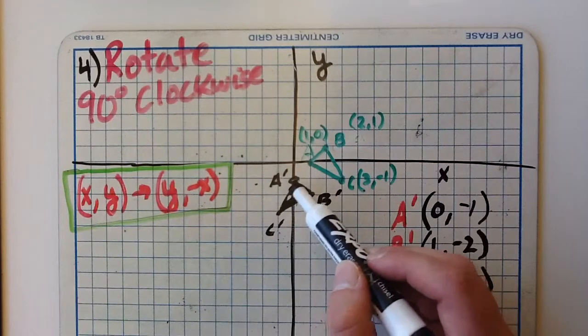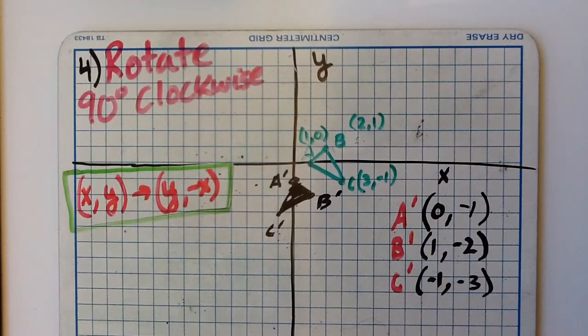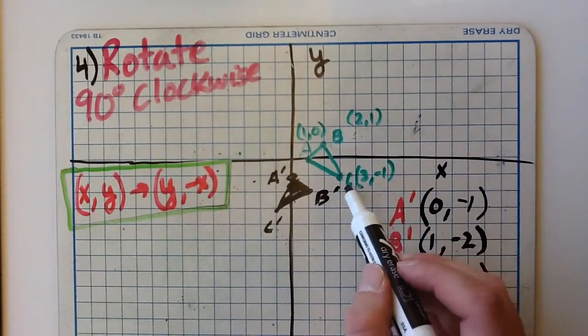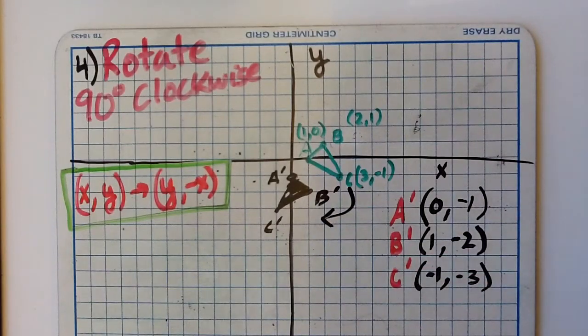Connect the dots, shade in the figure. That is A prime, B prime, C prime. That is the figure rotated 90 degrees clockwise. I'm rotating it this way.